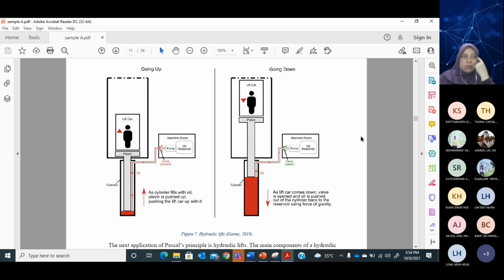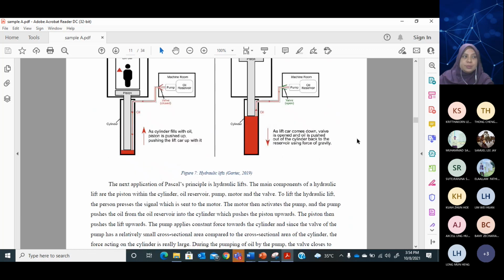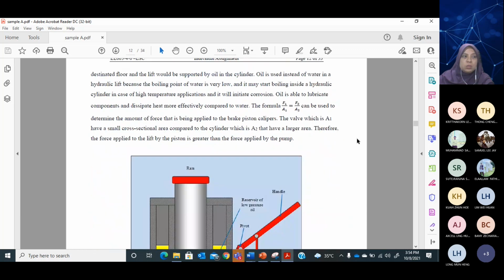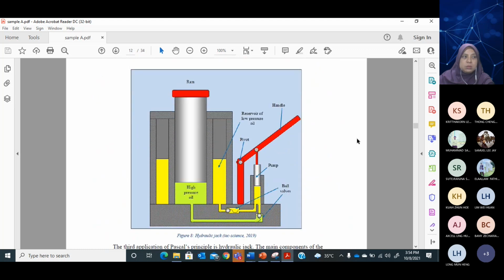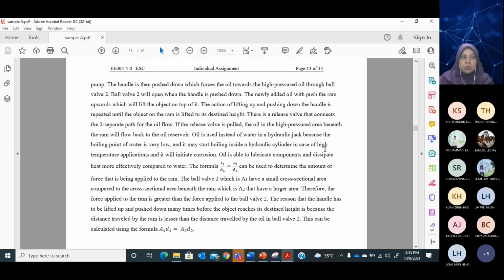As the cylinder fills with oil, the piston is pushed up, pushing the lift car up with it. Then after the picture, talk about it. The third is the hydraulic jack. There is one student who demonstrated how the hydraulic jack pushes up the car, his own dad's car, for submitting this experiment. Up to you, if you want to choose that one also can.